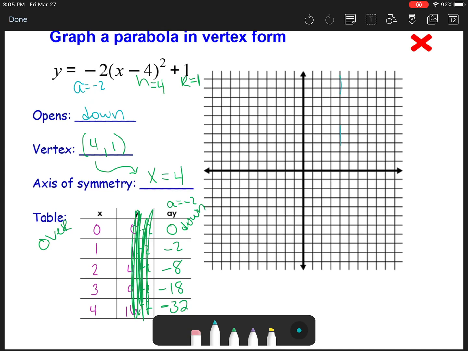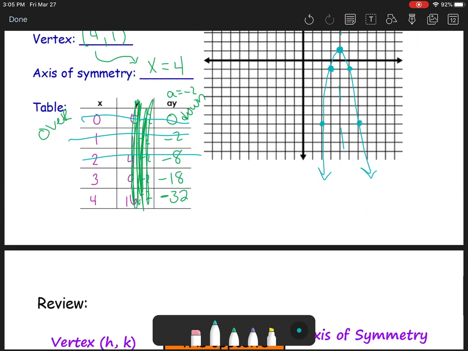So our axis of symmetry is 4. Here's our axis of symmetry. Our vertex is the point 4, 1. So we're going to go to the right 4 and up 1. Okay. And then we're going to go over 1 and down 2 on both sides. Then we need to go over 2 and down 8. So over 2, down 2, 4, 6, 8 on both sides. And then over 3 and down 18, that's not going to fit on our graph, so we can just connect our points, and there is our parabola.